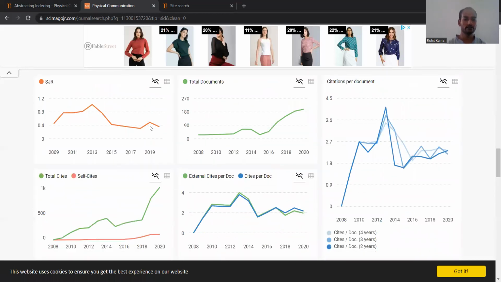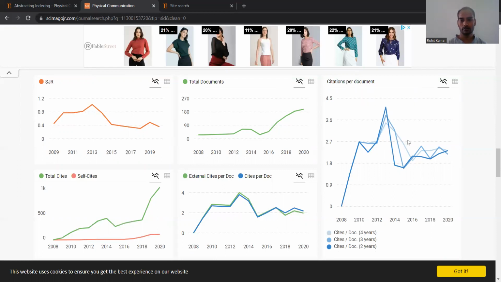It is the SJR graph. It is continuously going down. Here in 2018, it was lowest. Then in 2019 up, again down. Here the total number of documents is on the surge, and it's good. But you can see that citations are drastically down in comparison to 2000.